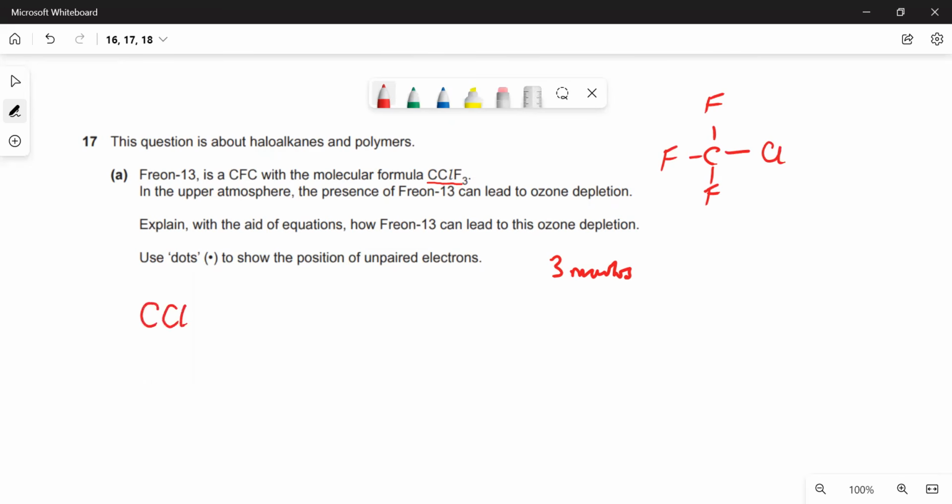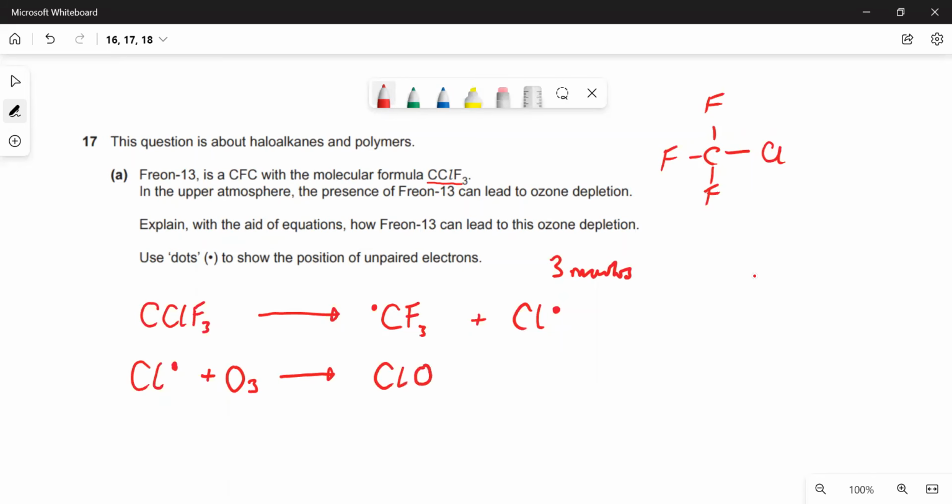So CClF3 is going to give us CF3, that's a free radical, and a chlorine free radical. It's got an unpaired electron on the chlorine. The chlorine is then going to react with ozone, which is O3, to form a new free radical. Now, the unpaired electron is actually on the oxygen there. Look in the mark scheme though, and for some reason they've drawn it on the chlorine, but if you draw a dot cross diagram for that, I would prefer to put the unpaired electron on the oxygen, and that's going to leave O2.